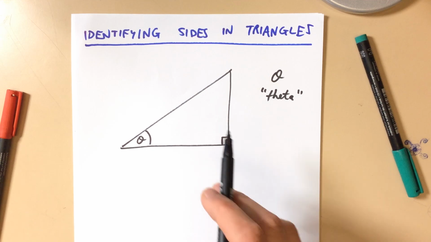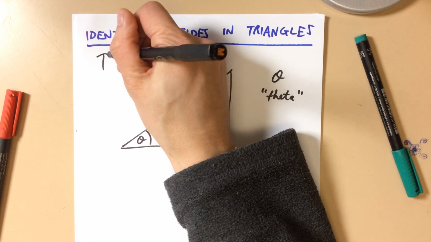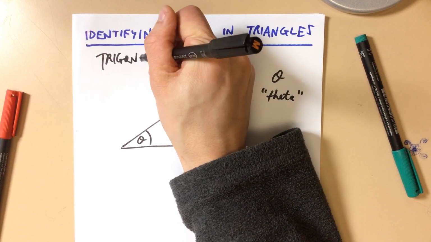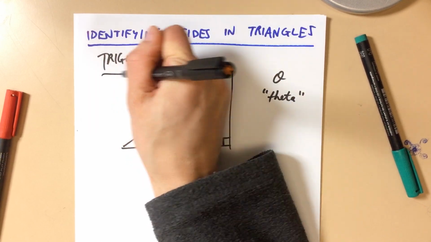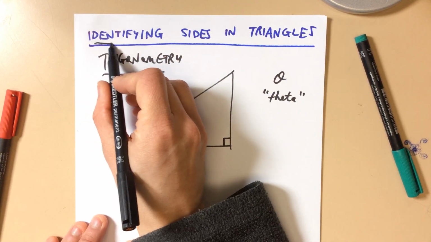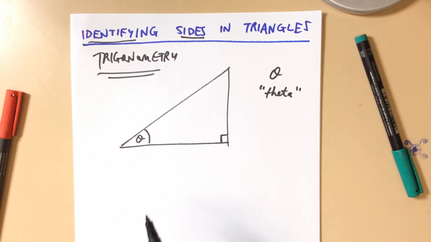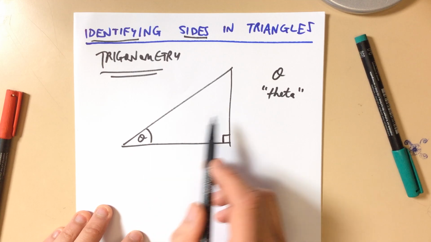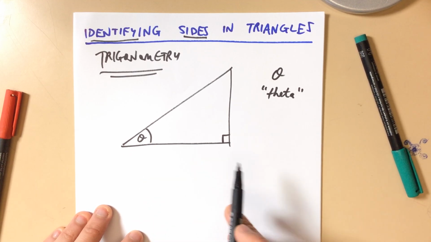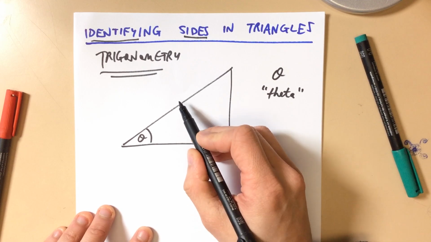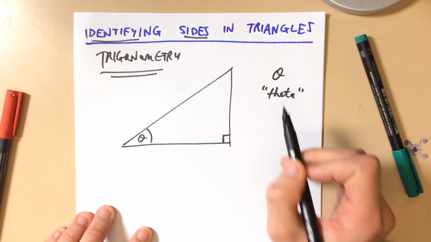The building block skill in trigonometry is being able to talk about the different sides of a triangle in relation to each other. So that's why we're looking at identifying sides in triangles. So here's a right angled triangle. We start by calling this angle over here theta, which is a Greek letter. And I want to name each of these three sides in relation to theta, okay?